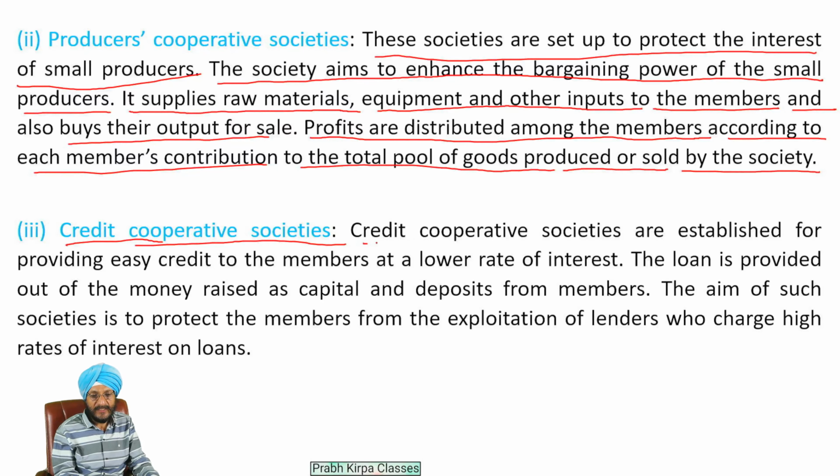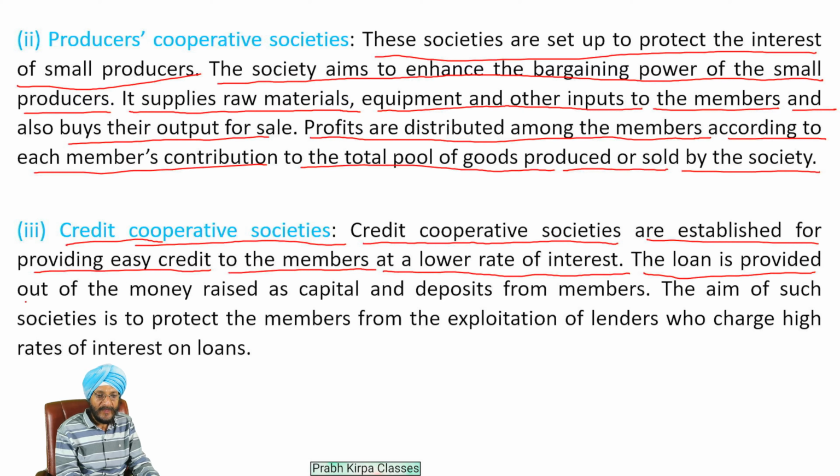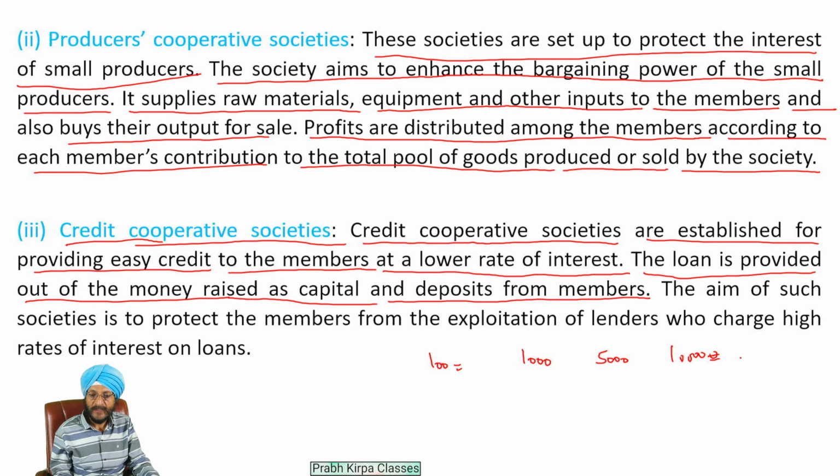Next type of society is the credit cooperative society. As the name suggests, a credit cooperative society is established for providing easy credit to the members, and that too at a lower rate of interest. The loan is provided out of the money which is raised as capital and deposits from members. It means that suppose there are 100 members of the credit cooperative society, some have contributed 1000 as capital, others may have contributed 5000, some have contributed 10,000 towards the capital of the cooperative society.